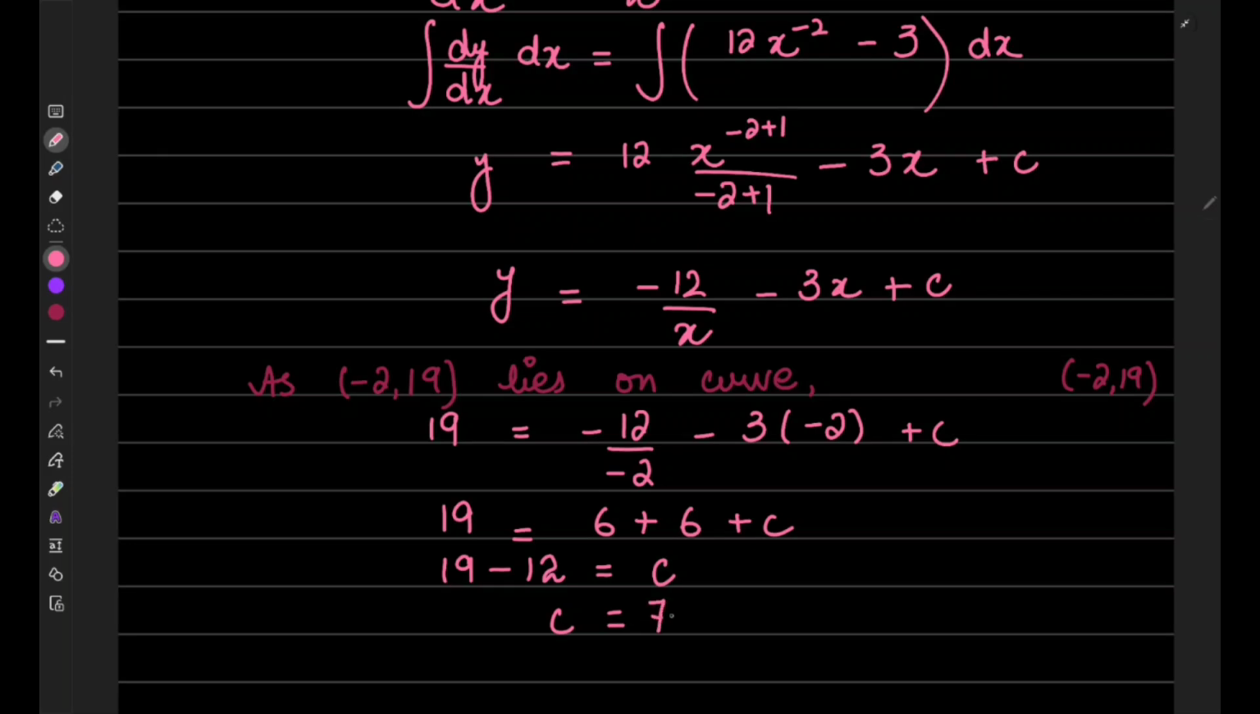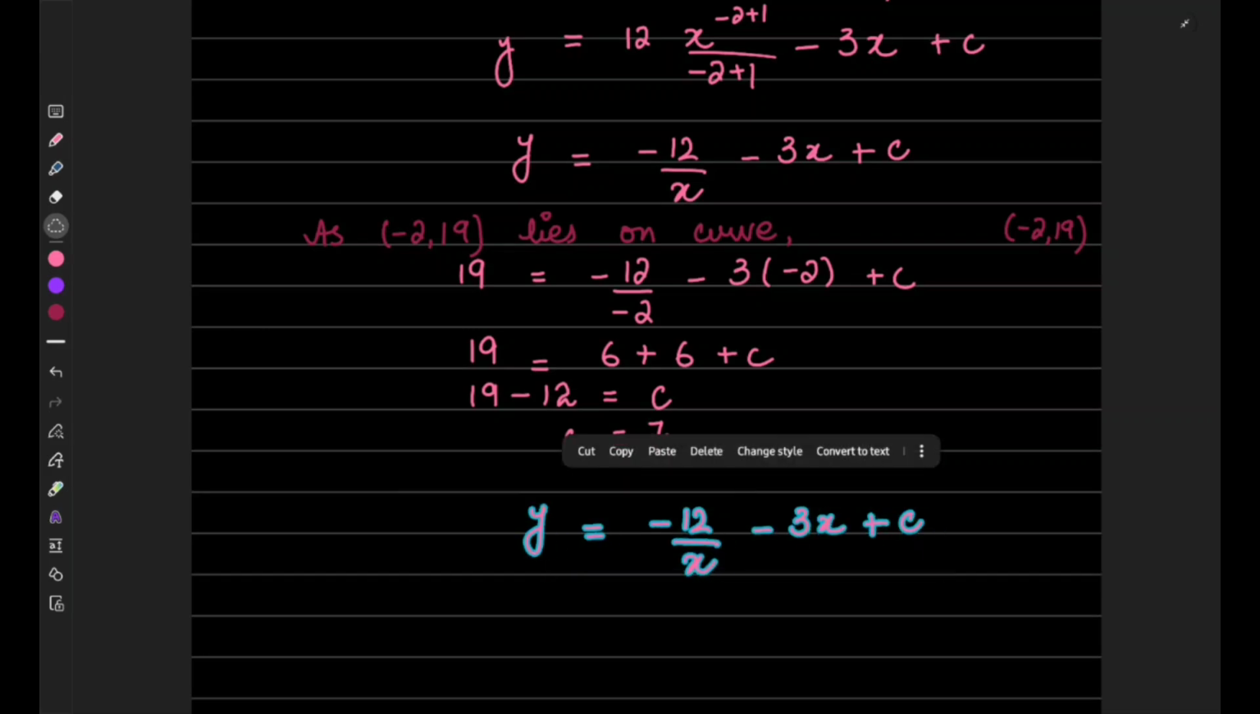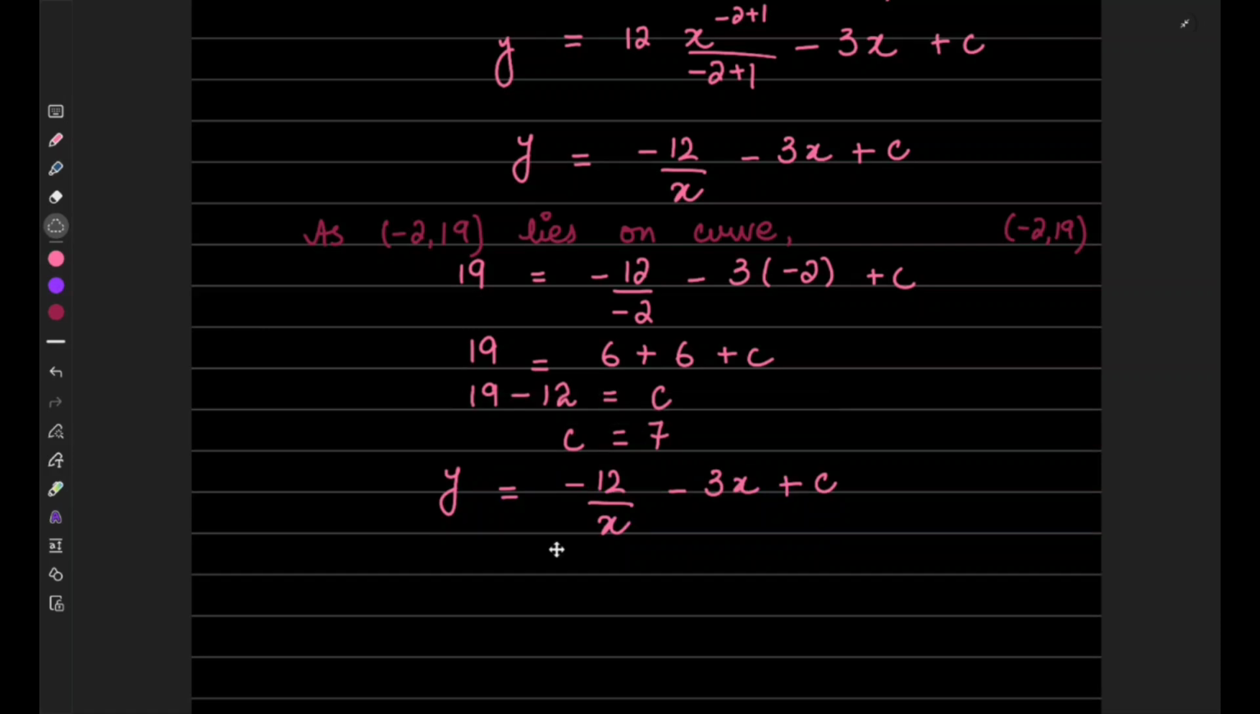Okay, now your equation of the curve will turn out to be y equals minus 12 over x minus 3x plus 7. Okay, so this is your final equation of the curve.